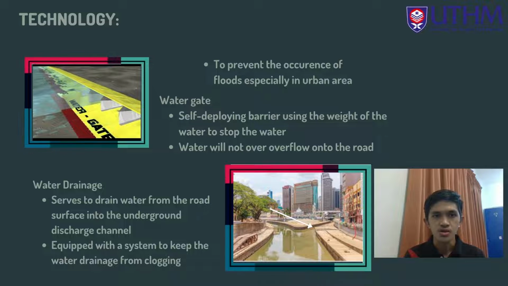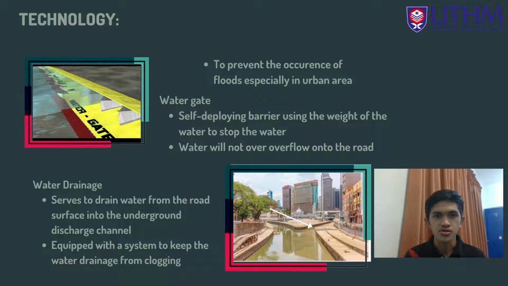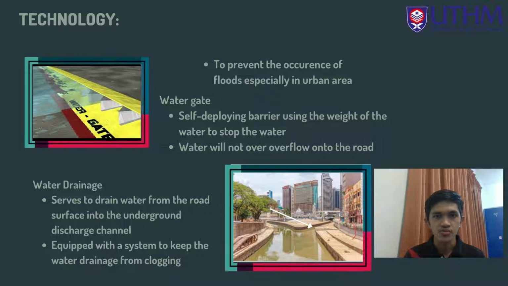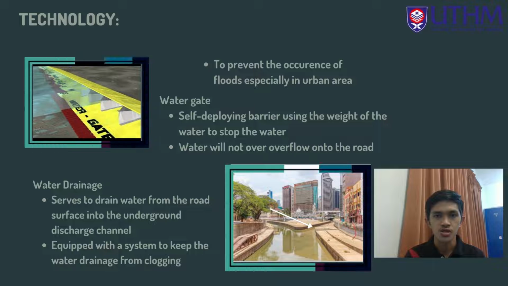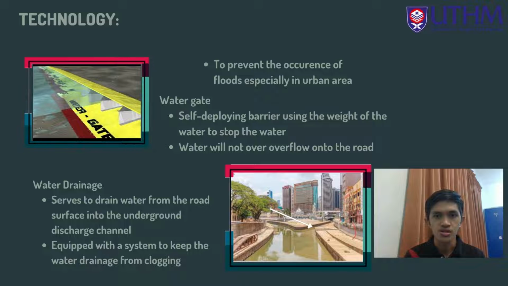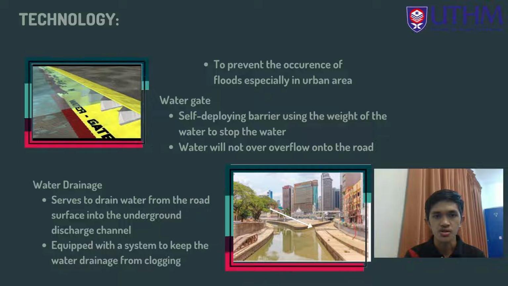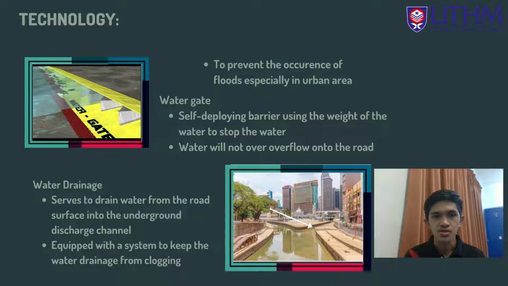And next, we also use the water drainage. Water drainage located near the water gate serves to drain water from the road surface into the underground discharge channel. The drainage can speed up the process of flowing water into the cylindrical tank located below the ground. The drainage has been equipped with a system to keep the water drainage from clogging. There are filters to trap some large debris in the drain.